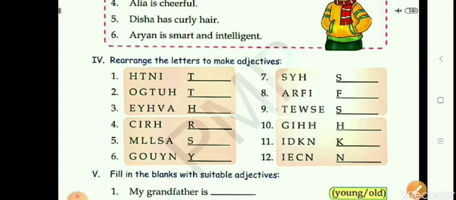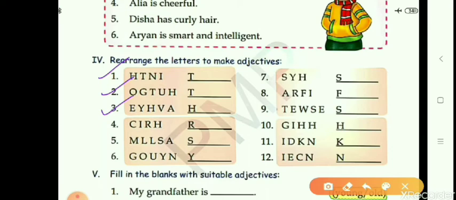Children, all the words which we have rearranged here are adjectives. So let's revise the words. First one was thin, THIN, thin. Second was tough, TOUGH, tough. Third was heavy, HEAVY, heavy.